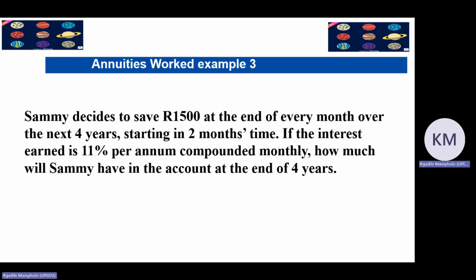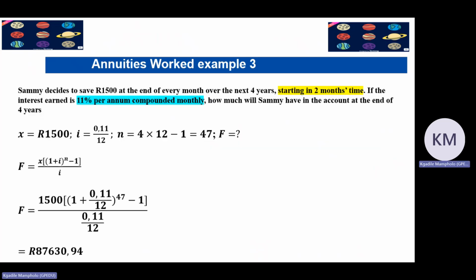In example 3, I didn't change anything except that Semi will start in 2 months' time. If Semi starts in 2 months' time, then it simply means that in 48 months, Semi only made 47 payments. He missed the first month. So hence we have 47.